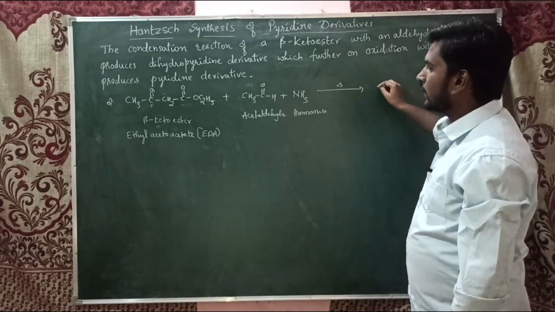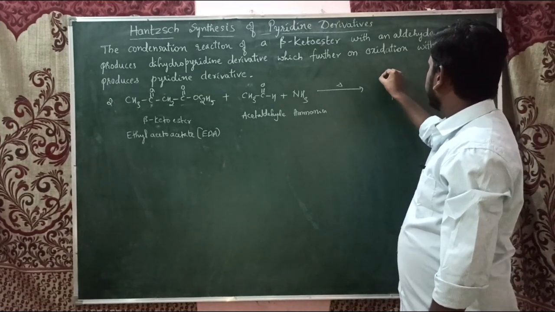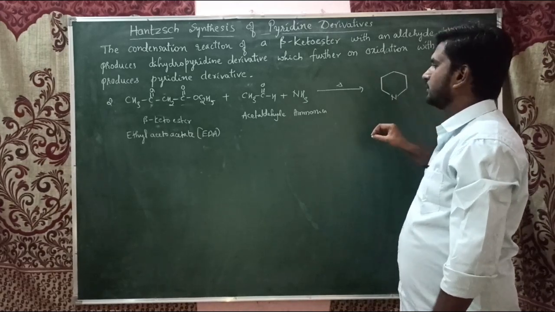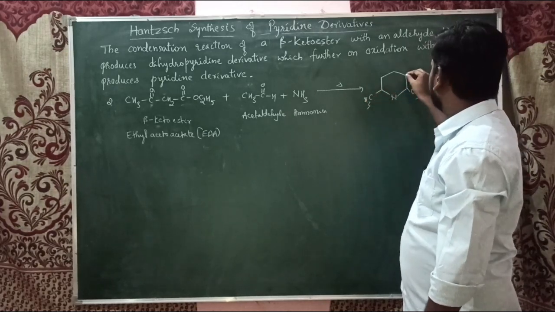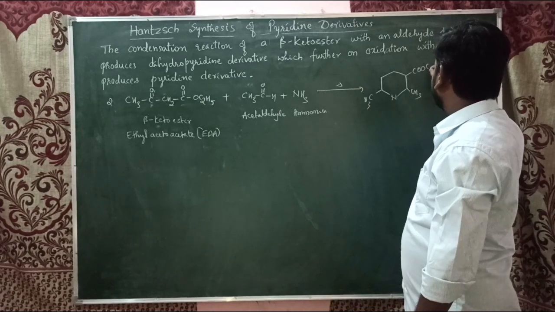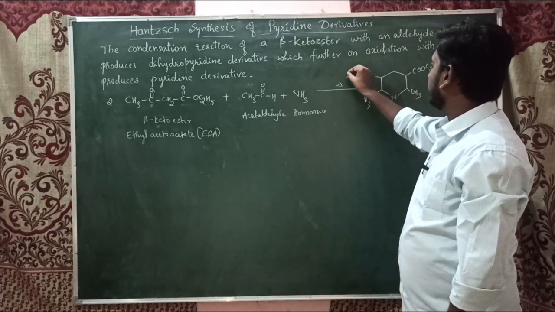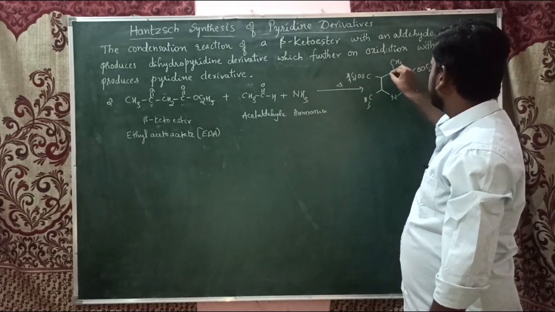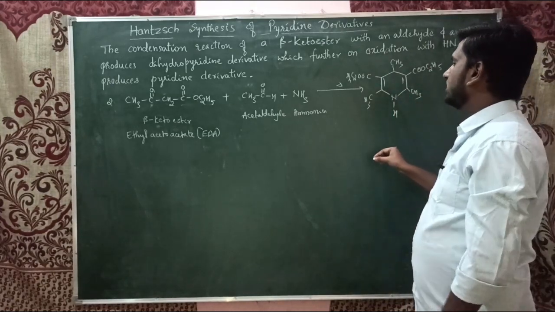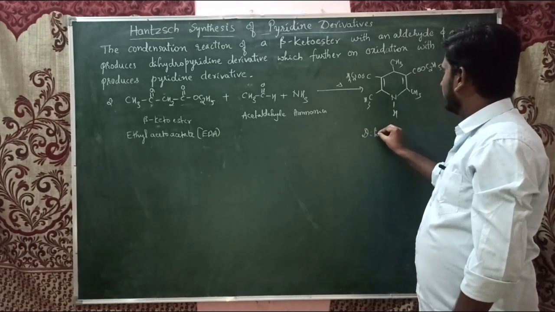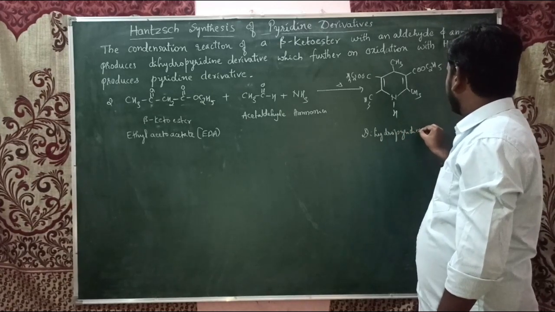So here, nitrogen, CH3, CH3, COOC2H5, an ester group, here also COOC2H5, an ester group. Here also CH3 and double bond, H. So this is a dihydropyridine derivative.